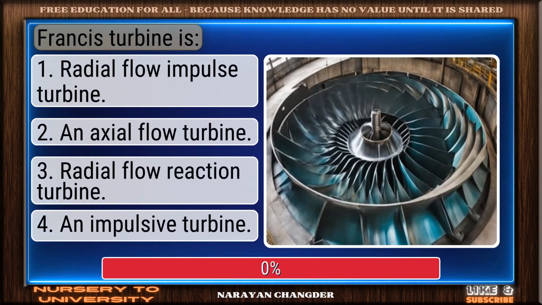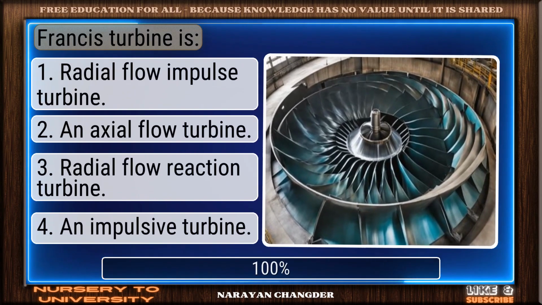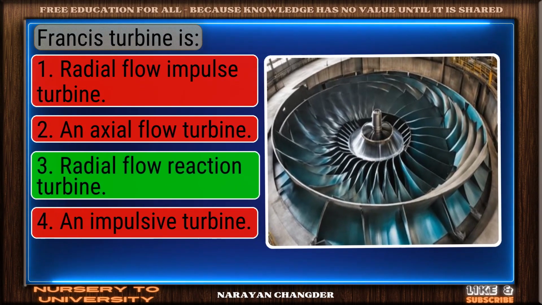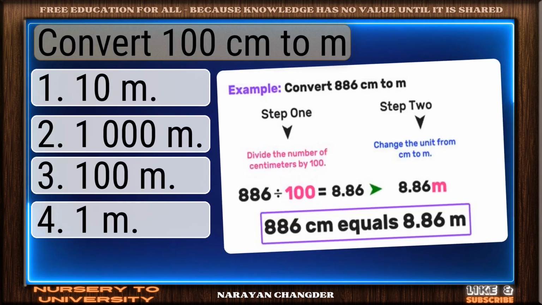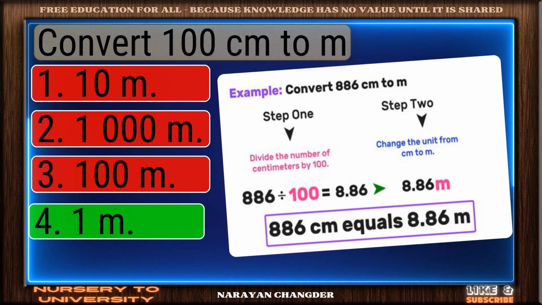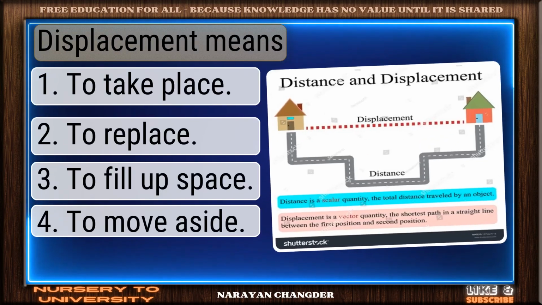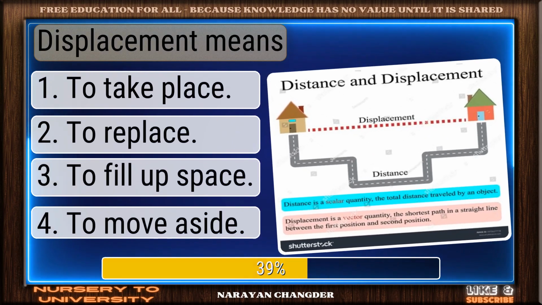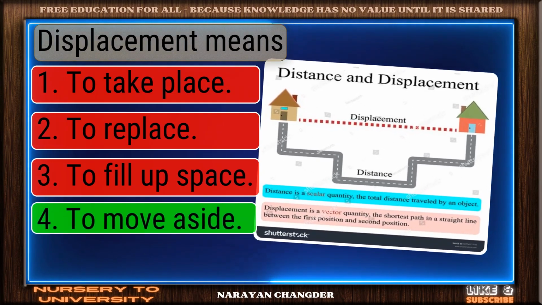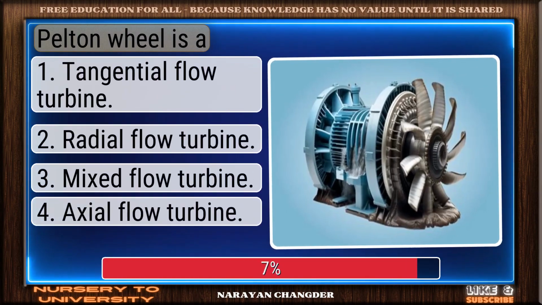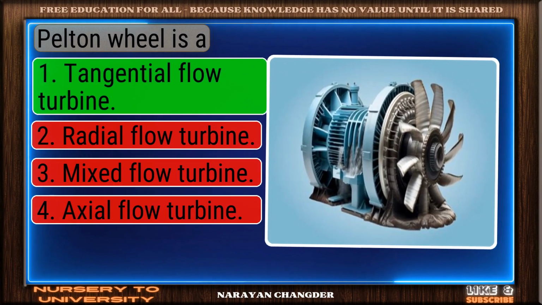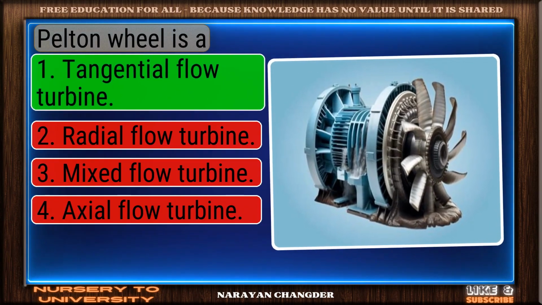Francis turbine is. You're right. Radial flow reaction turbine is the correct answer. Convert 100 cm. Excellent. 1000 mm is a brilliant choice. Displacement means. You got it. Your choice to move aside is right. Pelton wheel is a. Right again. Tangential flow turbine is a valid answer.